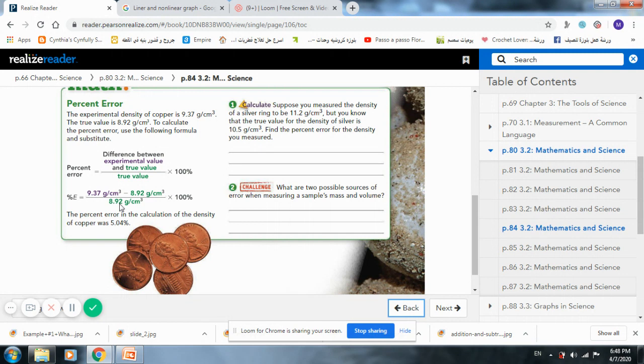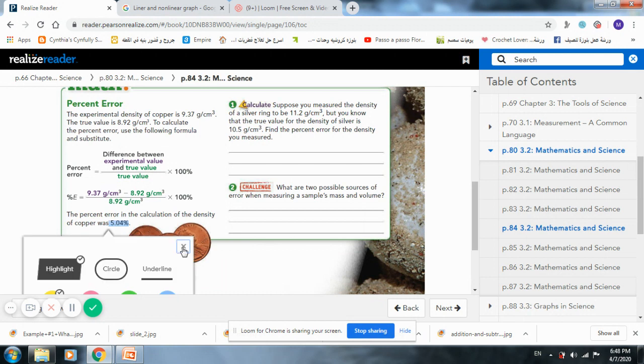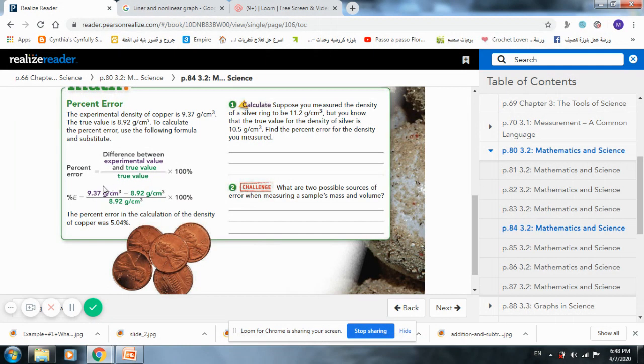After you subtract them from each other, divide the answer by 8.92 and multiply the whole process by 100%. You will get 5.04%. And this is the percent error that you get from using this mathematical formula. I think you can do the math on your own and show me your answer.